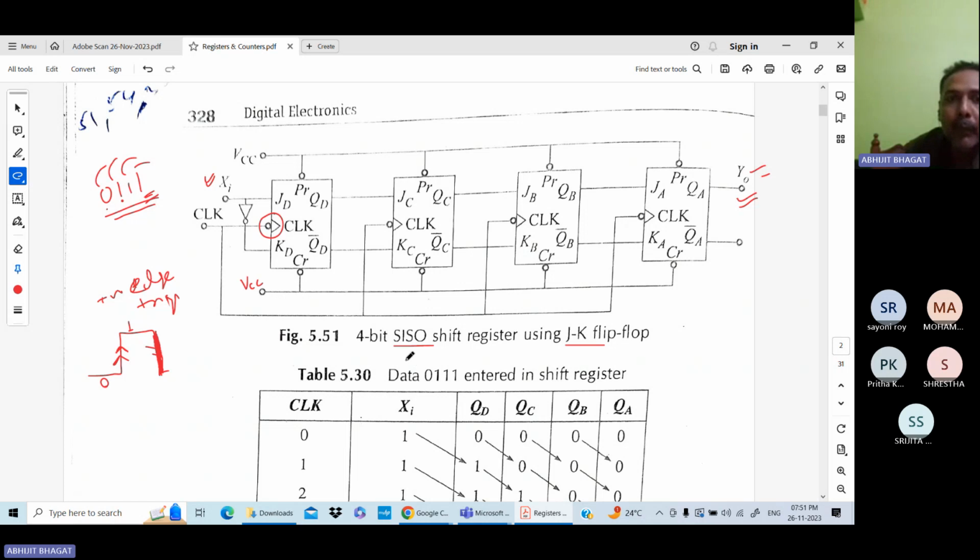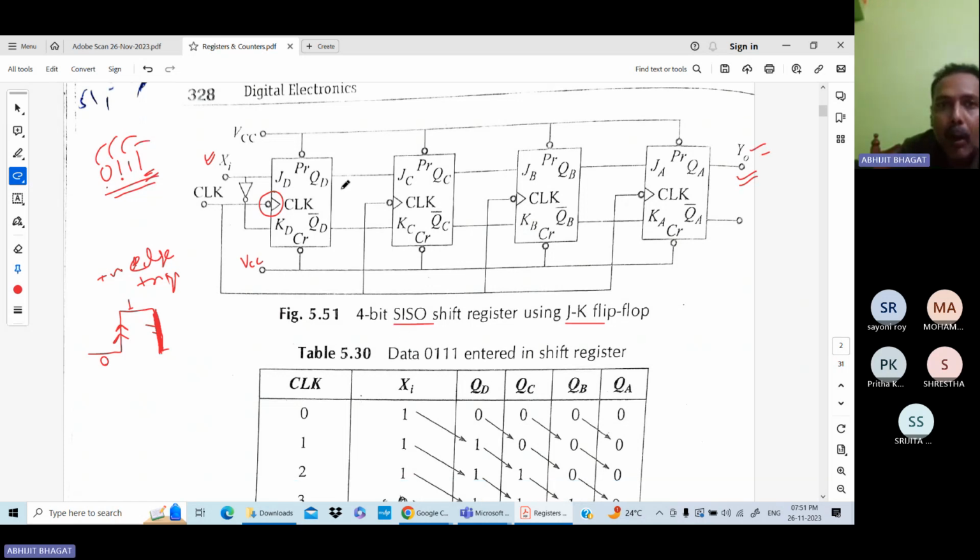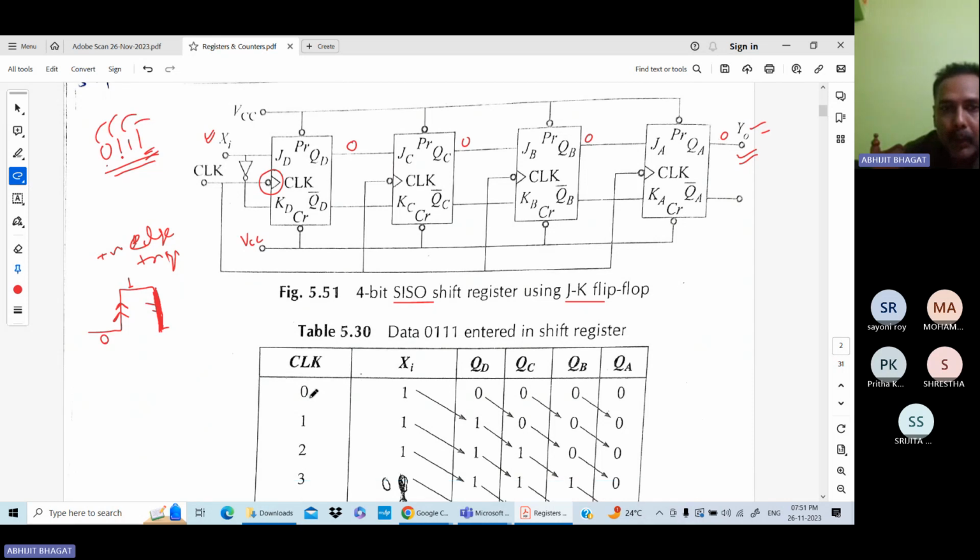Now in this condition, initially with the help of the preset and clear pins, we set all of QD, QC, QB and QA to 0, 0, 0, 0. You can see this in the table: when clock is 0, all of QA, QB, QC, QD are set to 0. How do we set them to 0? If you connect this clear pin to 0, then these are all set to 0. Clear?